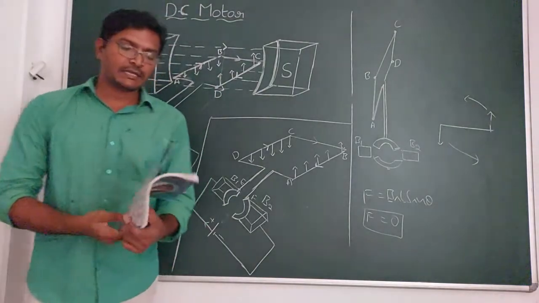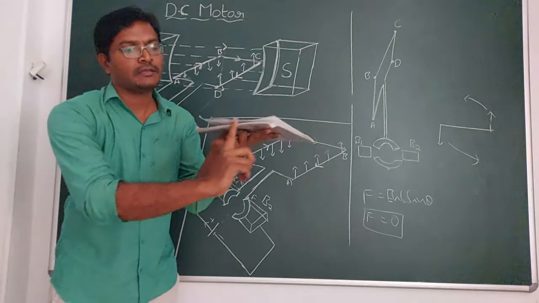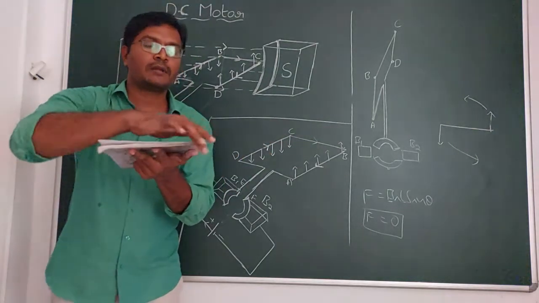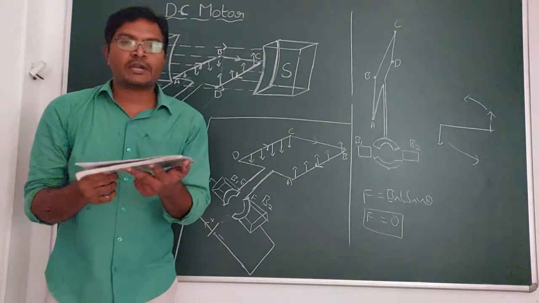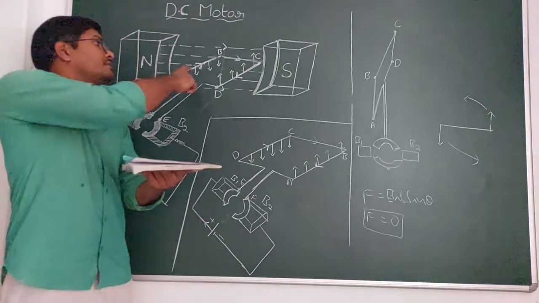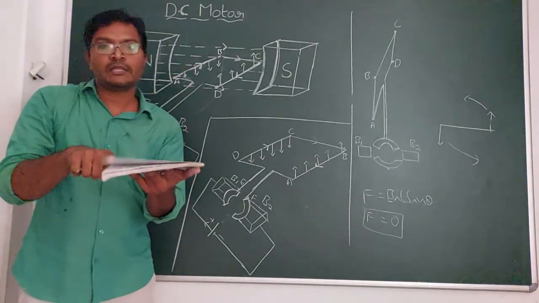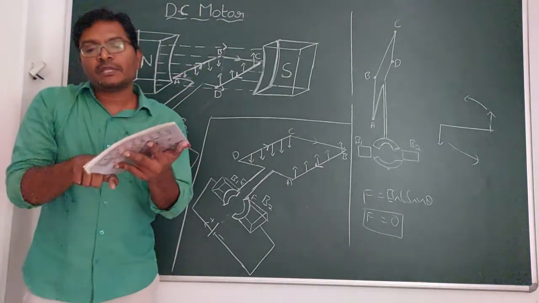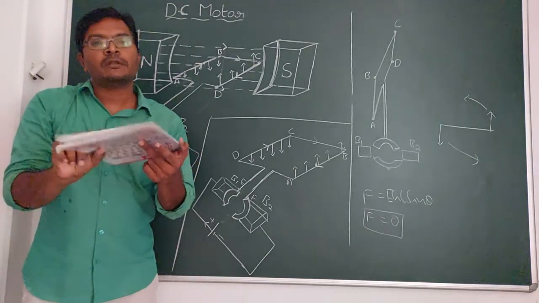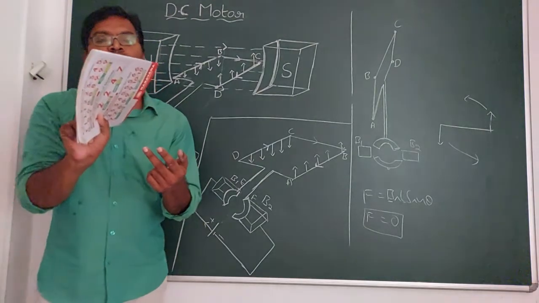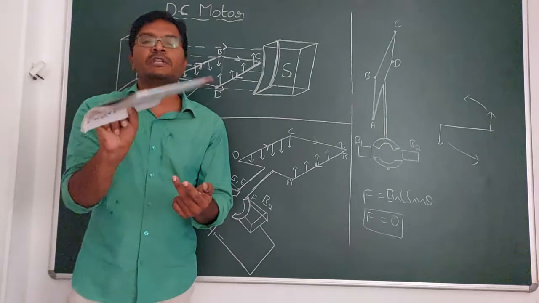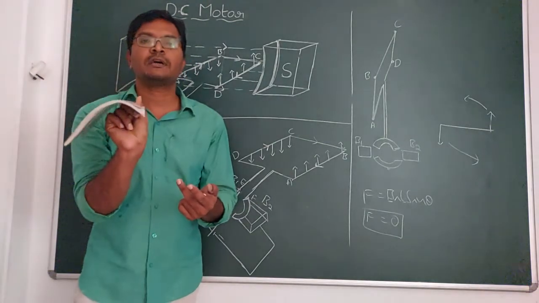Now please understand this one. This is arm AB. This side of the book is taken as arm AB, and this side of the book is taken as arm CD. For the first quarter rotation, arm AB is moving in the downward direction, and CD is going to move in the upward direction up to quarter rotation. After quarter rotation, it is going to fall like this. So after quarter rotation, automatically it falls and completes the half rotation.